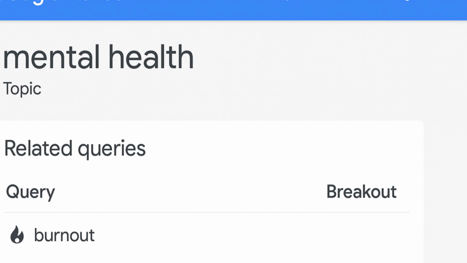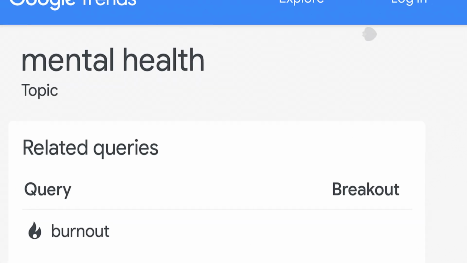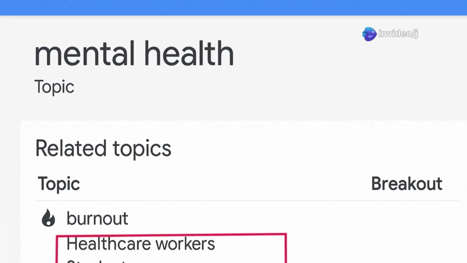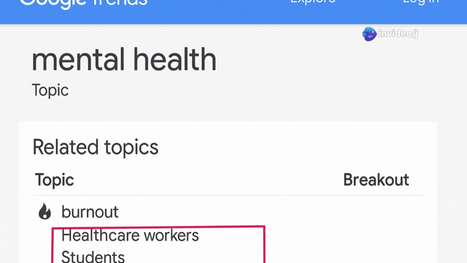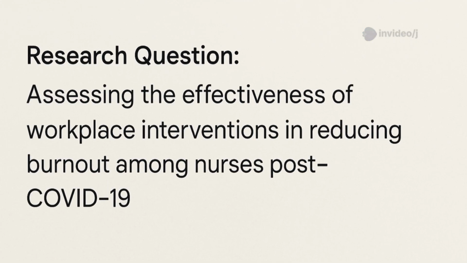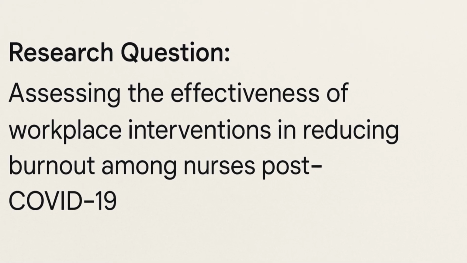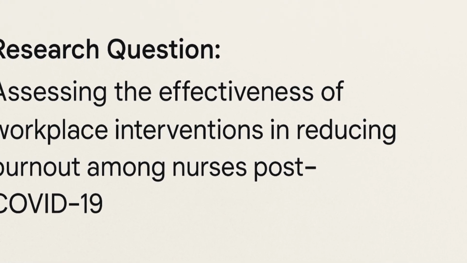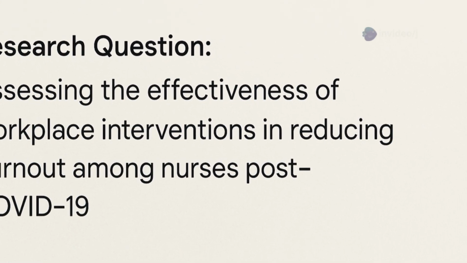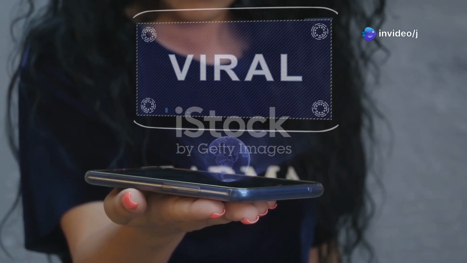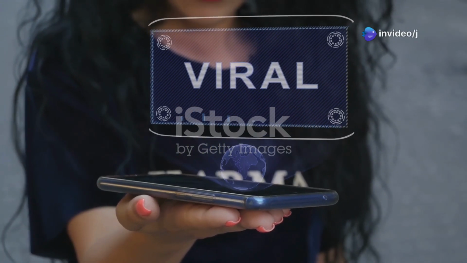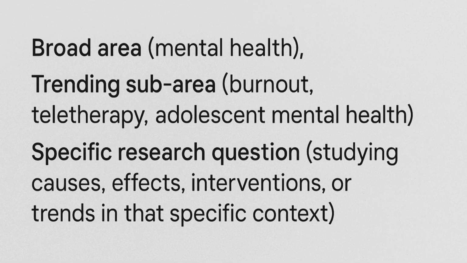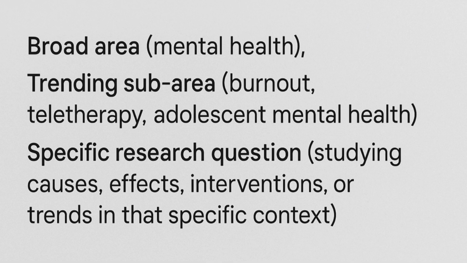If mental health is your area and you saw burnout trending, you might narrow down to a topic like burnout among a certain group, for example, healthcare workers, students, or interventions for burnout. Formulate a specific research question, assessing the effectiveness of workplace interventions in reducing burnout among nurses post-COVID-19. This way, your research question is timely, burnout is a rising concern, and targeted. The idea is to go from broad to specific.